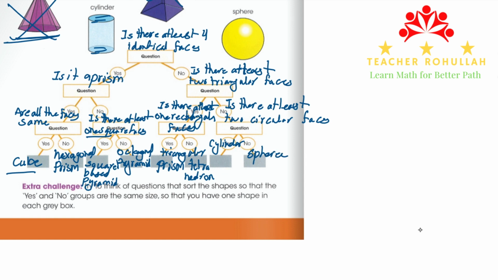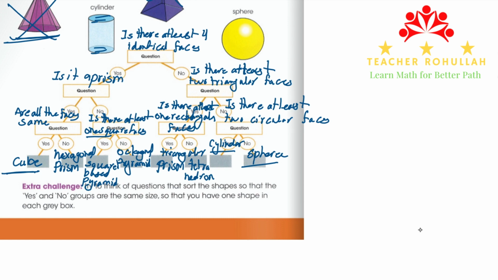So we are done with this tree diagram, and we could put all the 3D shapes in the gray boxes. Starting from the left, the first one is the cube. The second one, which is no, is hexagonal prism. The third one is square-based pyramid. The fourth one is octagonal pyramid. And the fifth one is triangular prism. The sixth one is tetrahedron. The seventh one is cylinder. And the eighth one is sphere. We could ask the questions and write the answer and put the shapes in the possible places.